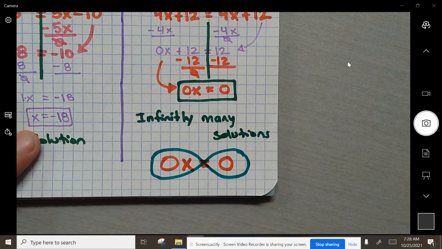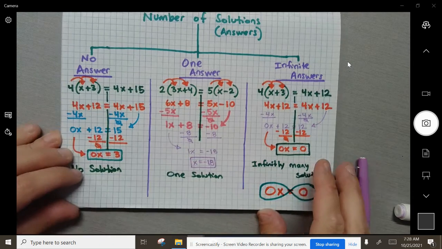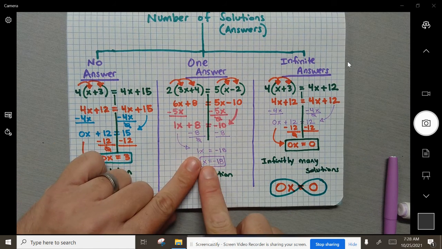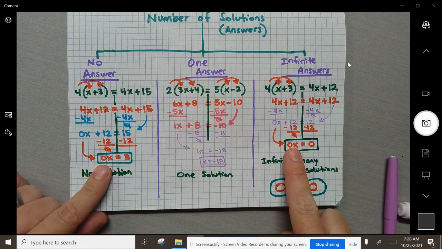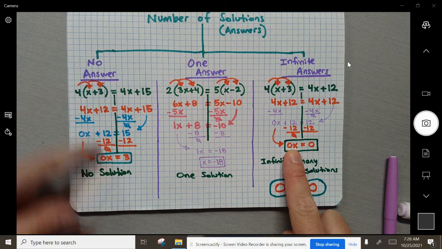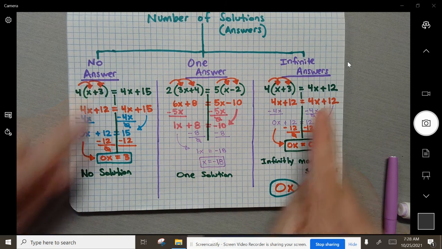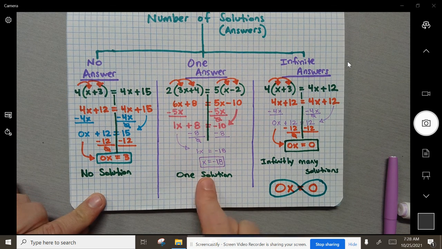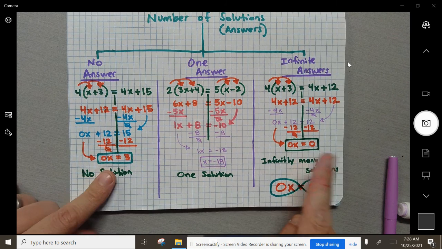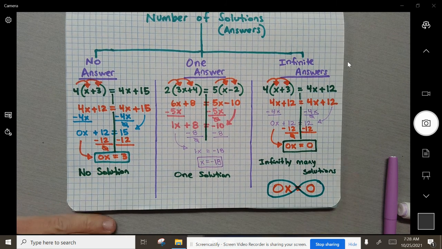All right. So let's look back at our notes again real quick. When you get x all by itself, not 0x, it's always going to be one solution. These are both 0x's. 0x's are weird. It's either going to be no solution or infinite solutions. But when you get the 1x, it's always going to be one solution. 0x could be either one. We've got to figure out which ones are which. Okay, guys? Great job.